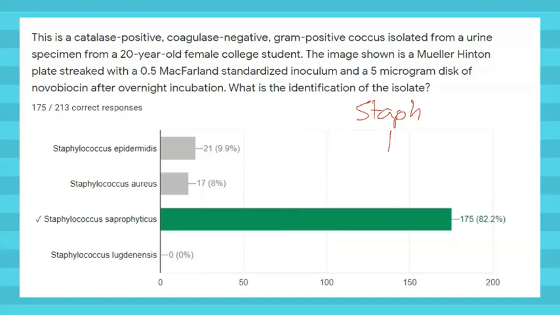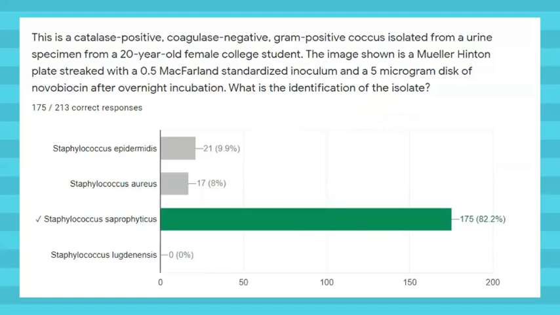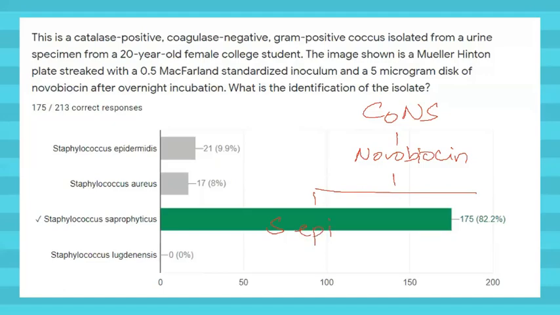the next test that we do is your coagulase test. So with the coagulase test, Staphylococcus aureus would be positive, whereas your coagulase negative staph would of course be negative. Now if you want to differentiate the coagulase negative Staphylococcus, that is when we do your novobiocin susceptibility test. Okay, so novobiocin. With the novobiocin susceptibility test, you'll be able to differentiate Staph epidermidis from Staph saprophyticus.